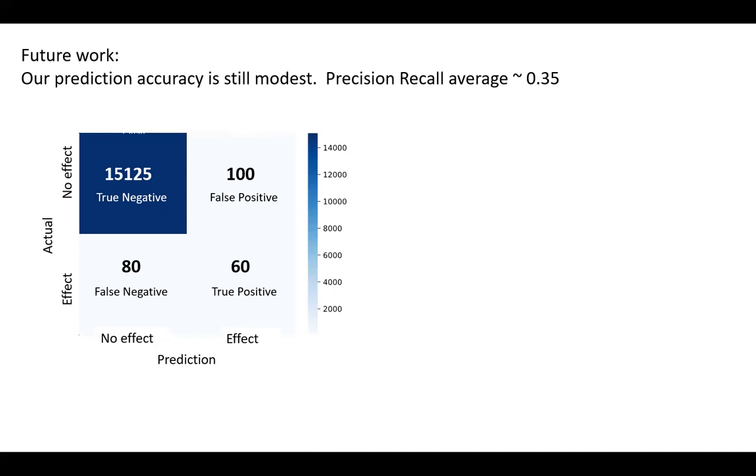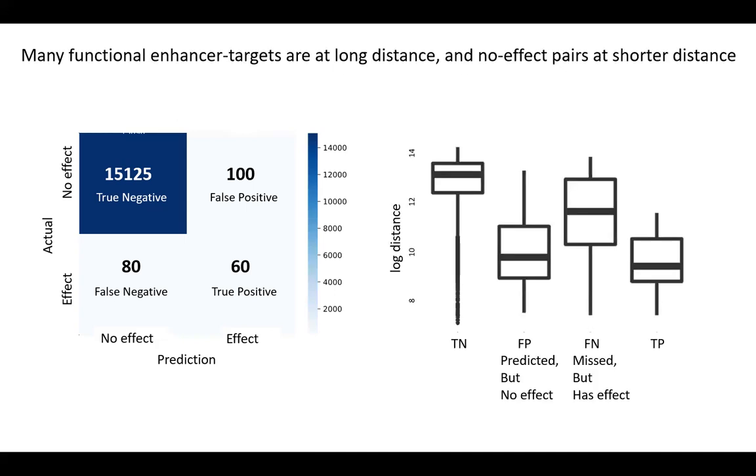So it has an effect, but we only predict 60 of them as true positive, and we still predict 80 as false negative. So it has an effect, but we predict it as negative. And as we're predicting the 60 true positives, we also predict 100 false positives as well. So if you look at what these categories of enhancer gene pairs look like, you can see why this happens.